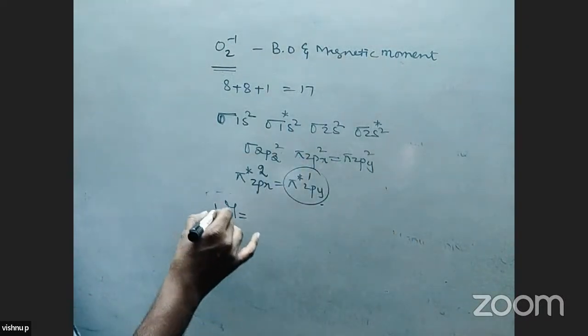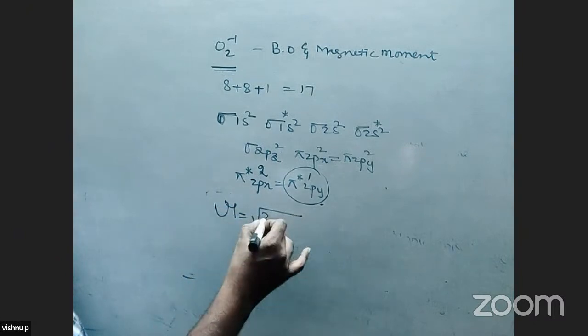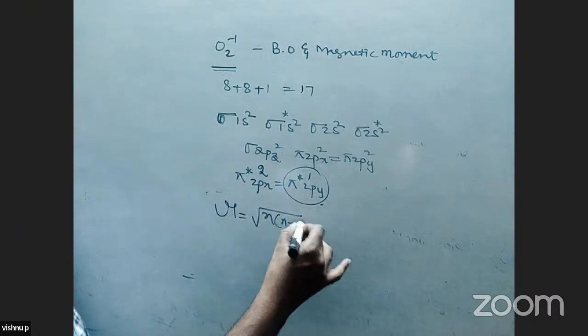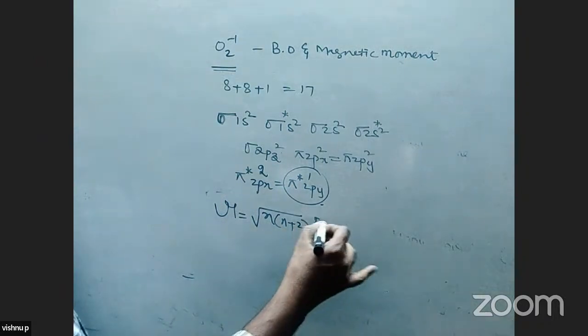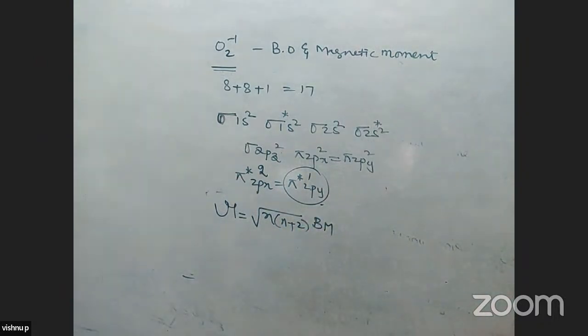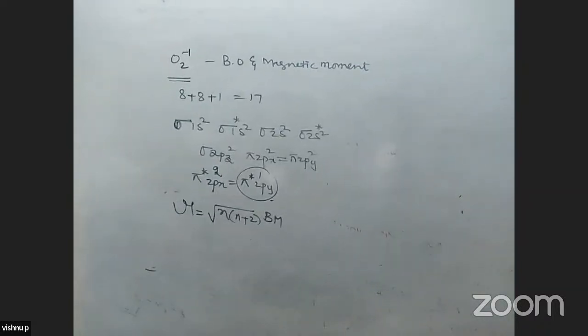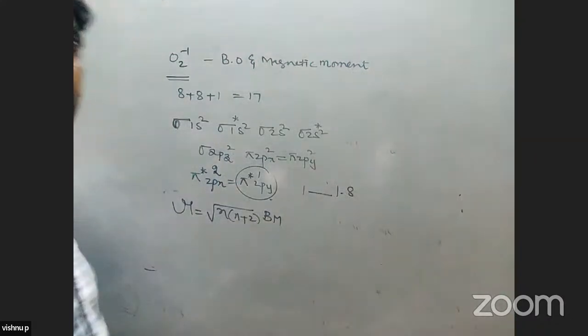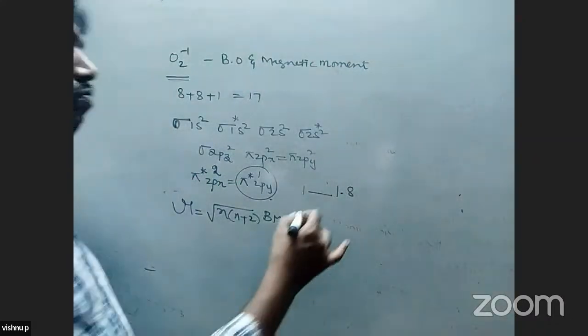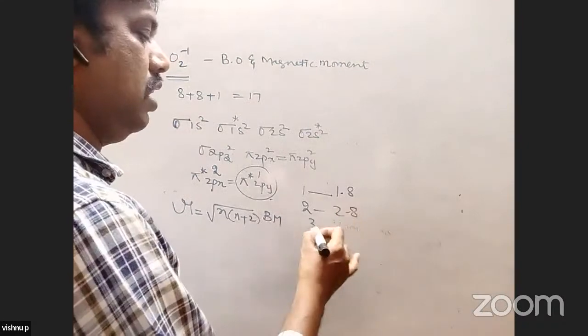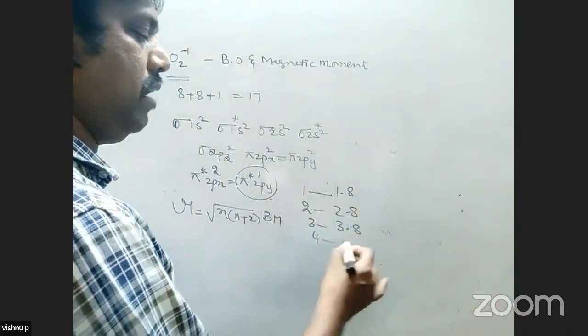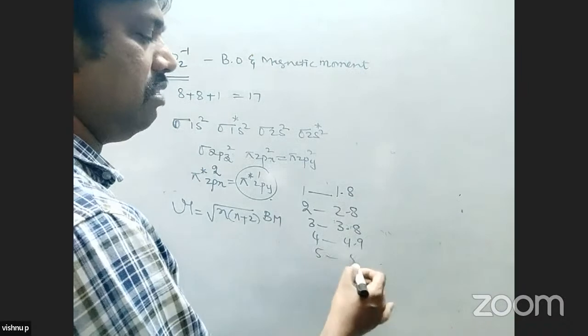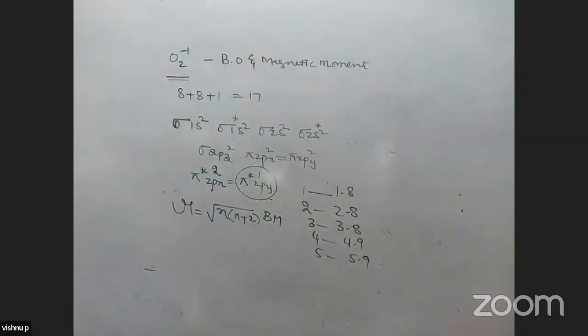How to find out magnetic moment? Mu is equal to root n into (n plus 2) Bohr magnetons, n is equal to the number of unpaired electrons. If 1 unpaired electron is present, 1.8 approximate magnetic moment. 2 unpaired electrons 2.8, 3 unpaired 3.8, 4 unpaired 4.9, 5 unpaired 5.9. You can find it the simple way. What is the magnetic moment? That is 1.8 and it is paramagnetic in nature.